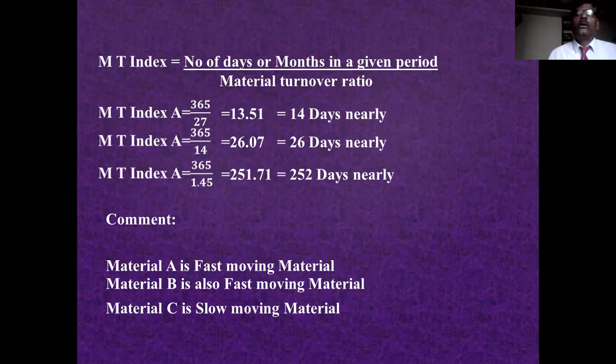So material A is fast moving material. B is also fast moving, but not as fast as A. And C is a slow moving material. It remains in the godown for a long period, that is 252 days. This is the comment. It is the simple comment you make. Okay, it is example number 4.